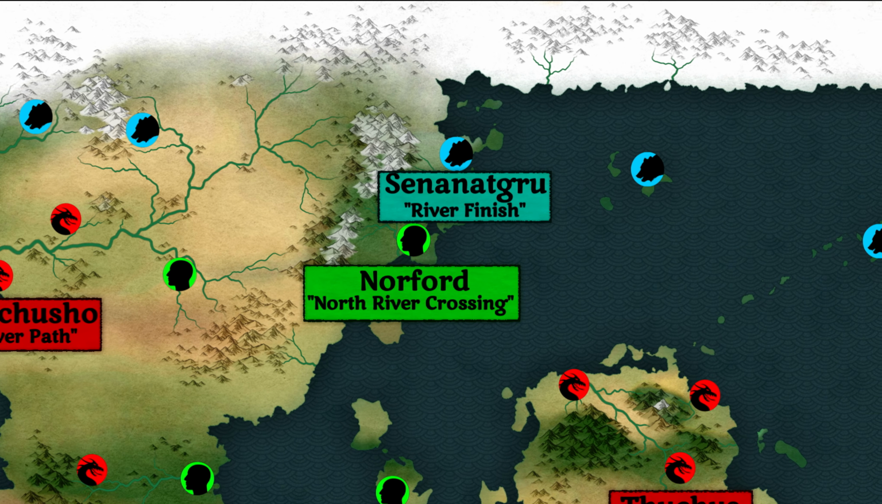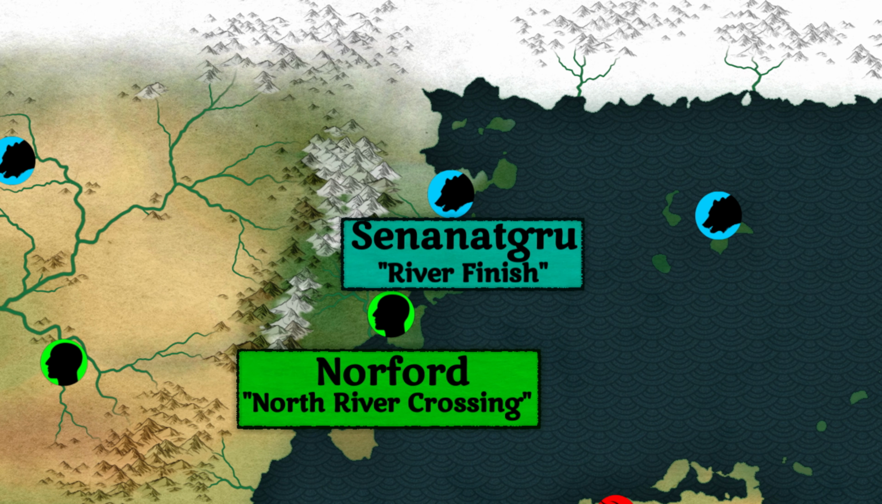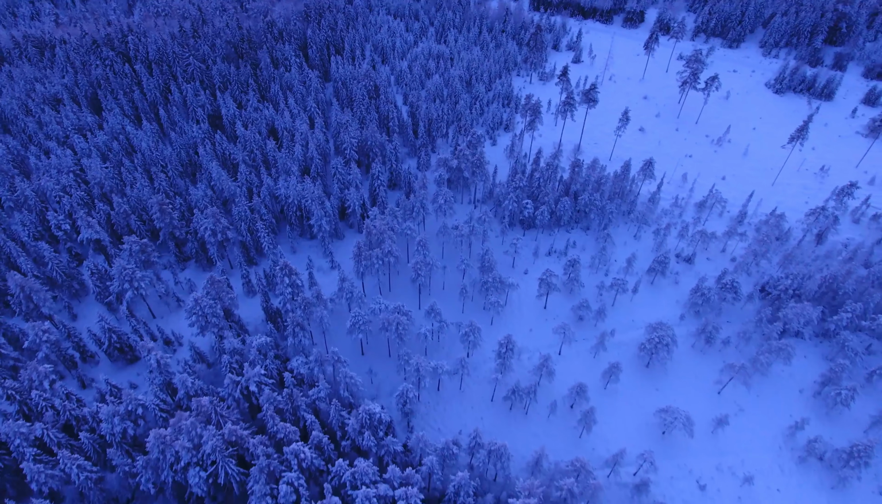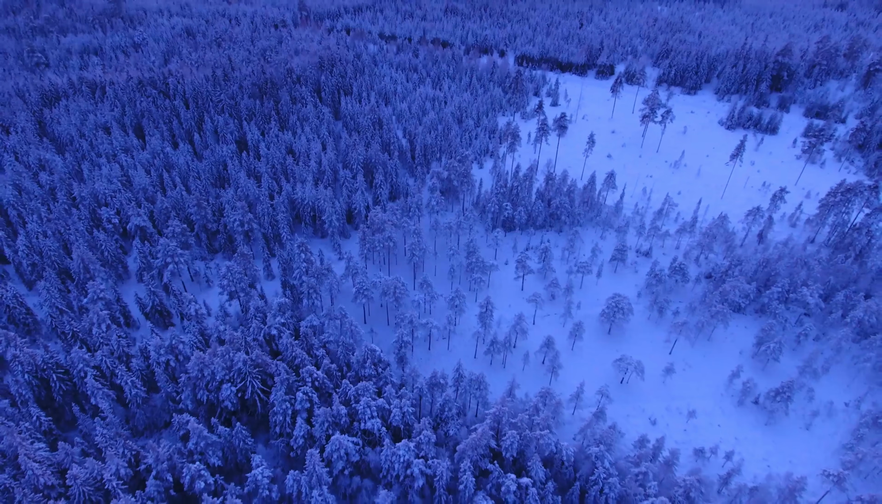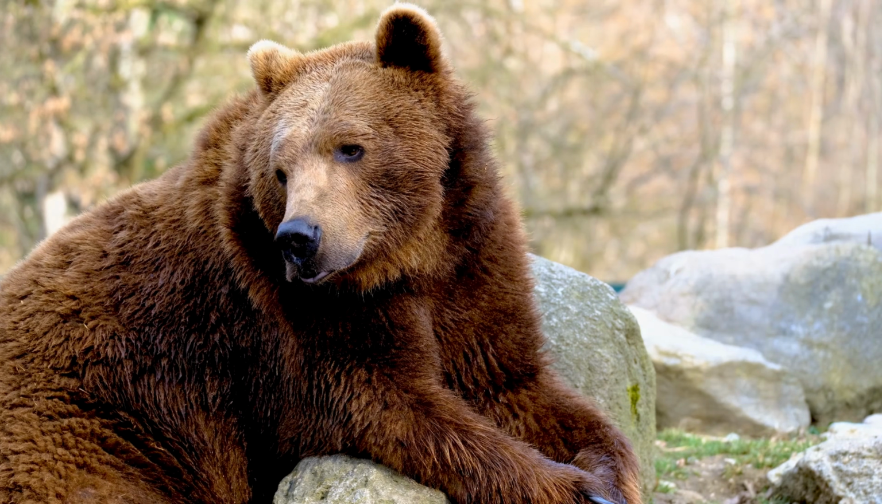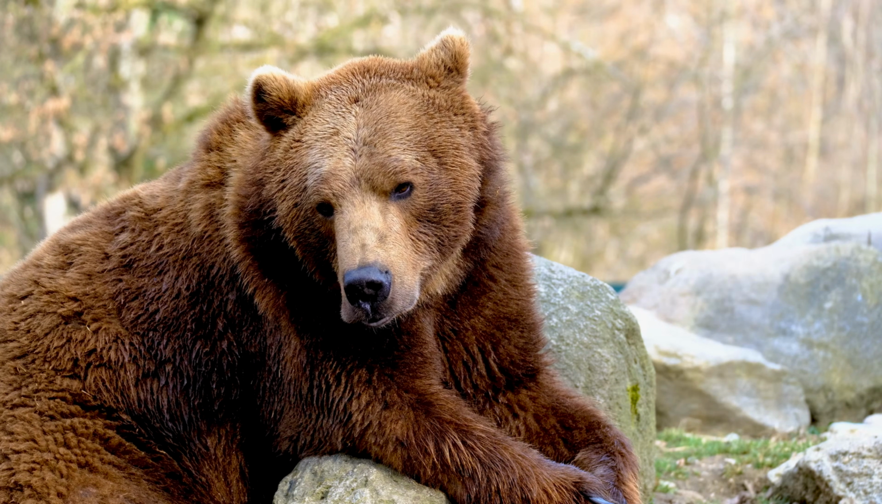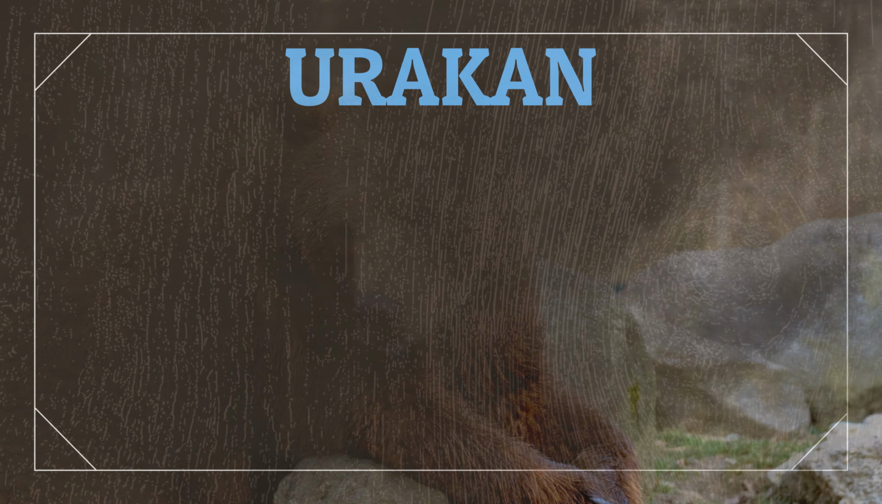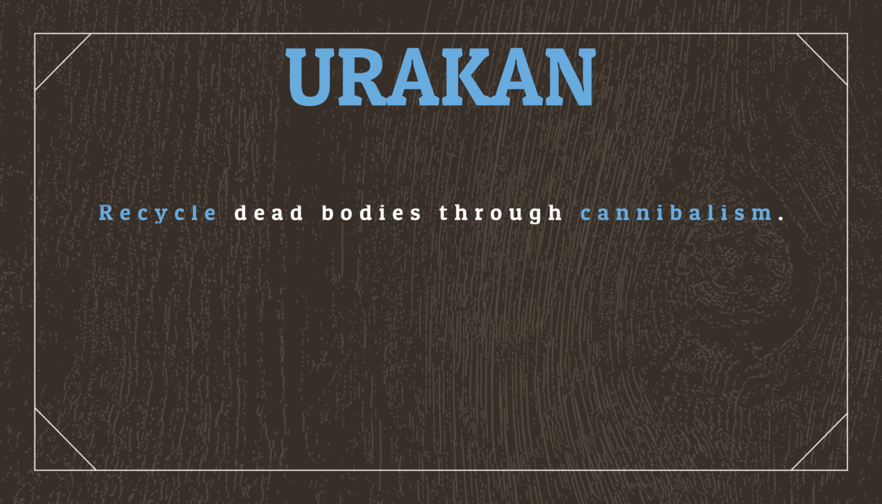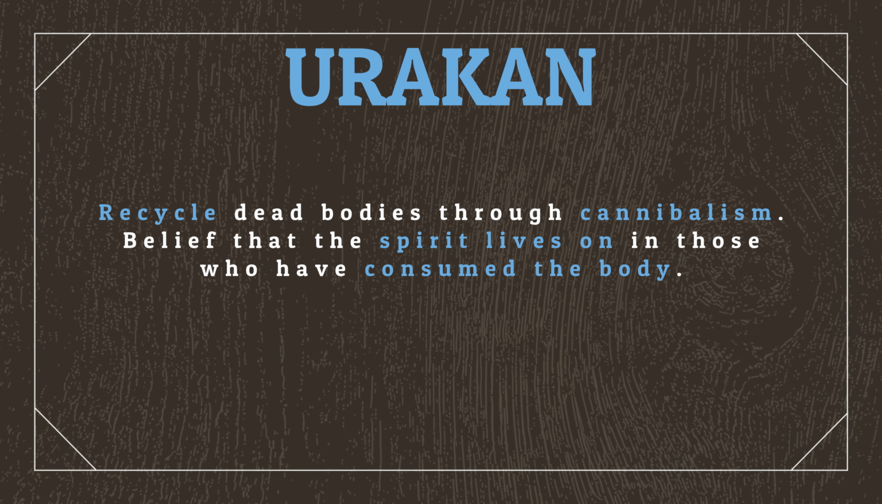On the other side of the world, in the northern hemisphere, the bear-like Urakan of Senanatgru have evolved in a subarctic environment where resources are scarcer. There's real-life precedent of bears engaging in cannibalism without the consequence of disease. And to mirror this within the Urakan, they too will cannibalize their dead, providing an increase to the amount of food and resources available. Intuitively, this answers the question of what happens when we die with the concept that the deceased spirit lives on in those who have consumed the body.